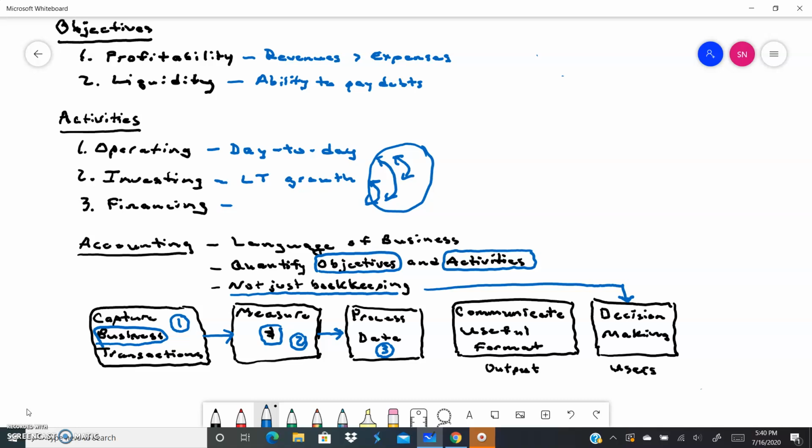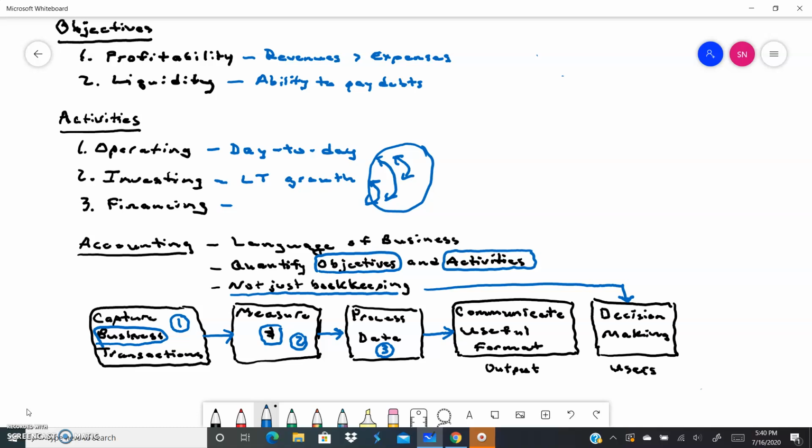laptop or PC-based computer accounting software, such as QuickBooks or something like that, Intuit. Tremendously powerful now in terms of processing that data.